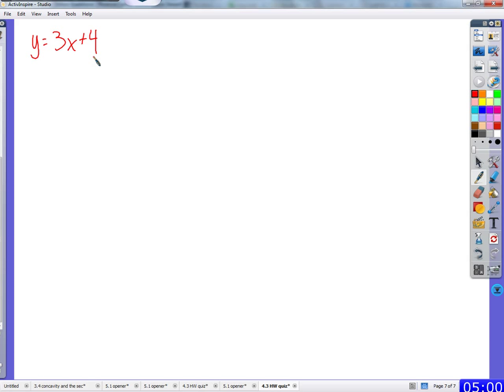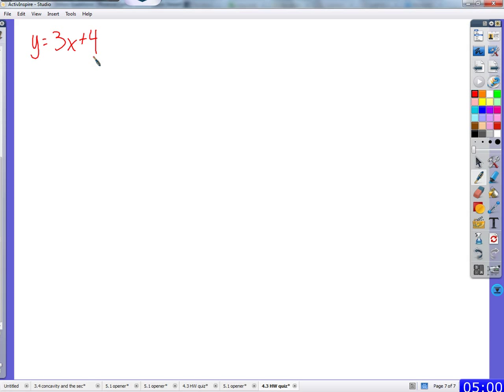In the previous section, we were dealing mainly with standard form where we had ax plus by equals c, and it was really easy to plug in 0 for one of those. It goes away and we solve the equation that's left. Okay. So let's use that same kind of an idea here.